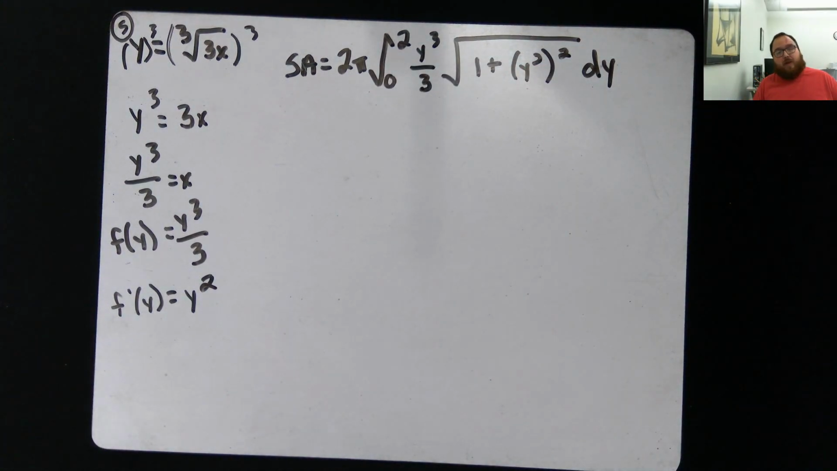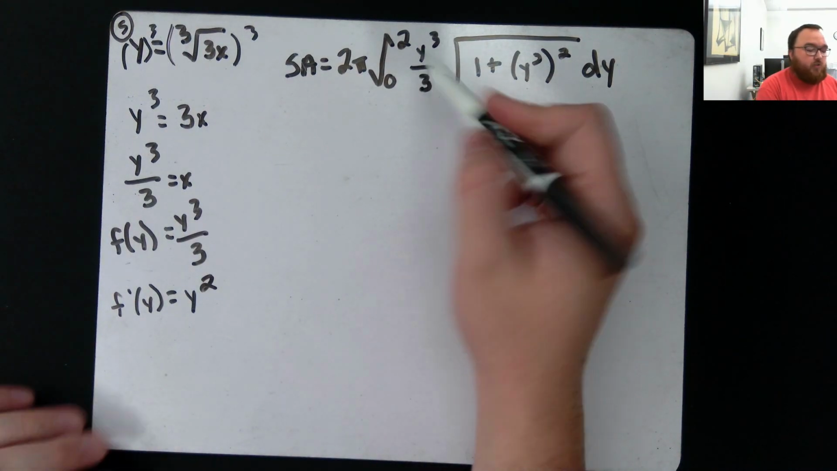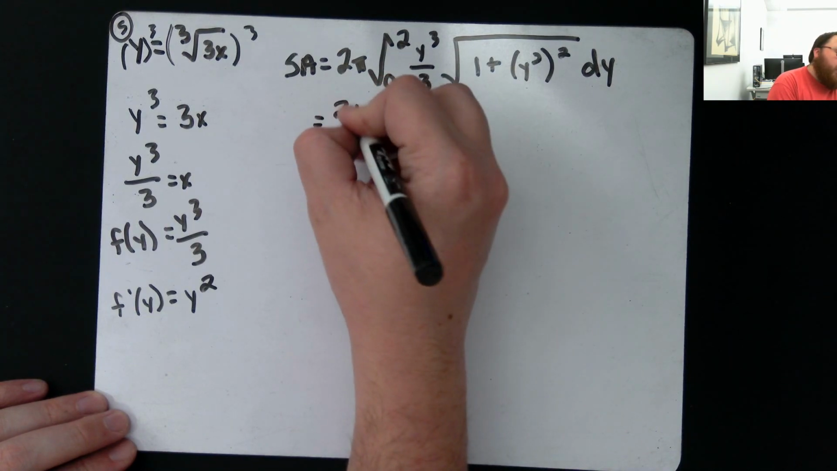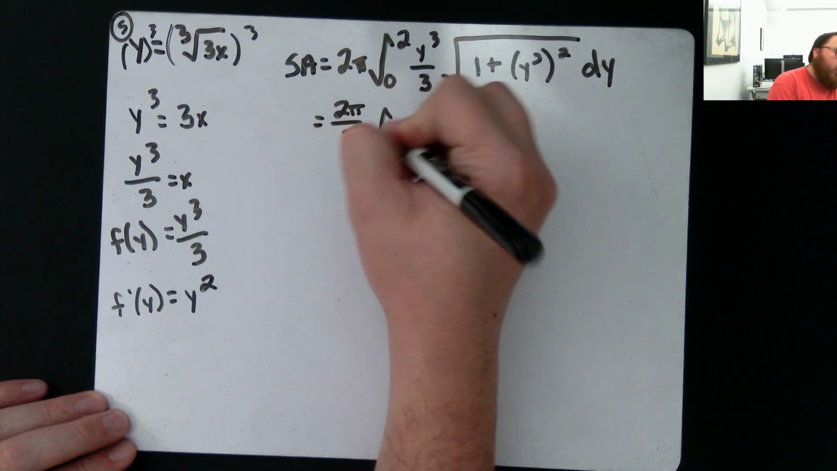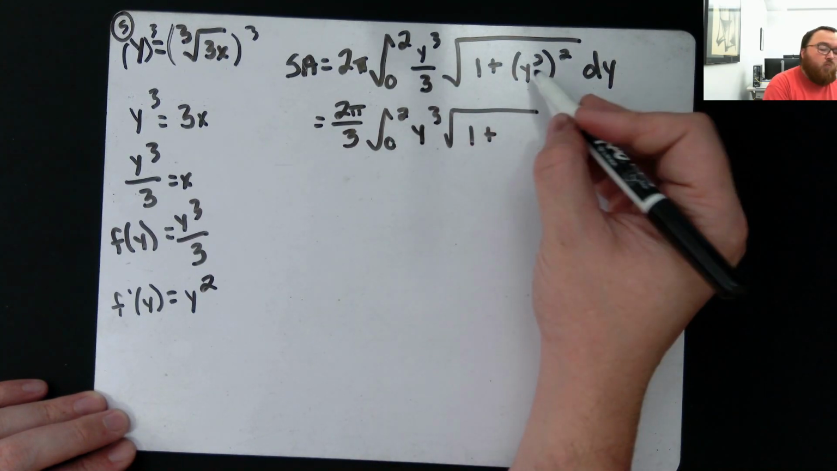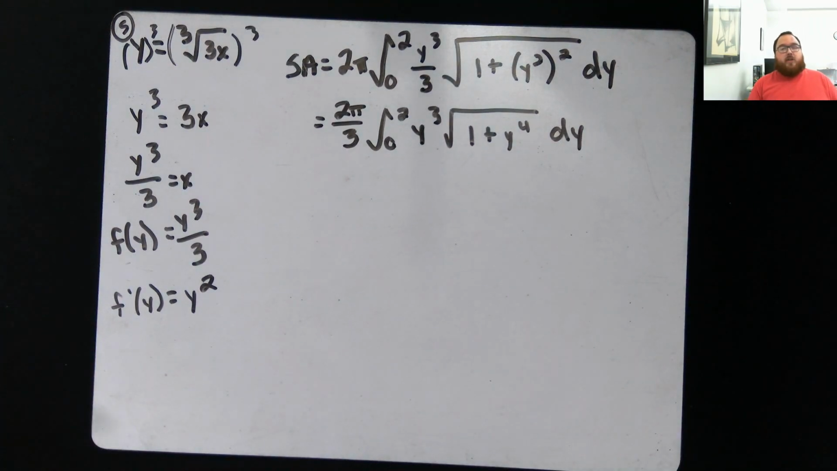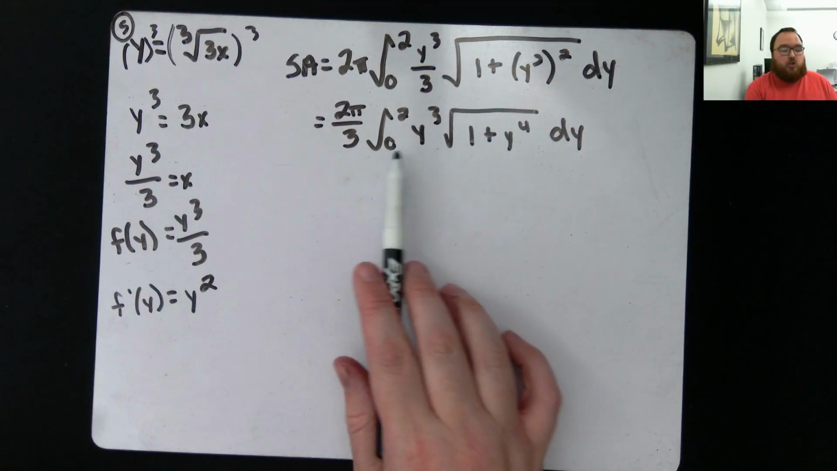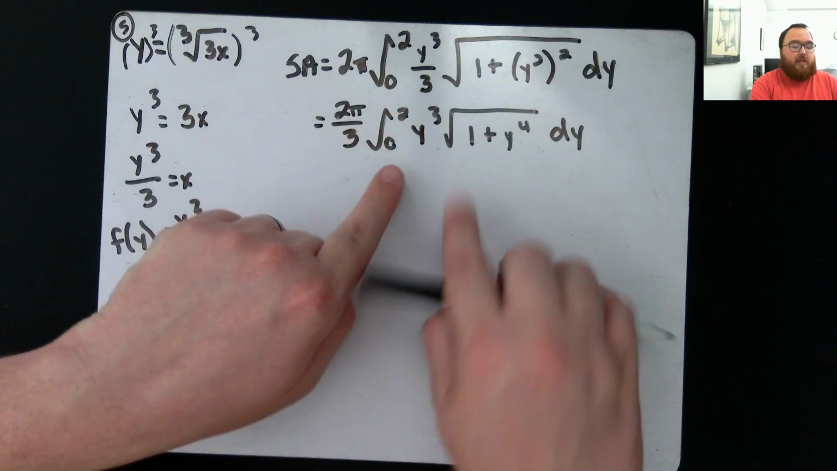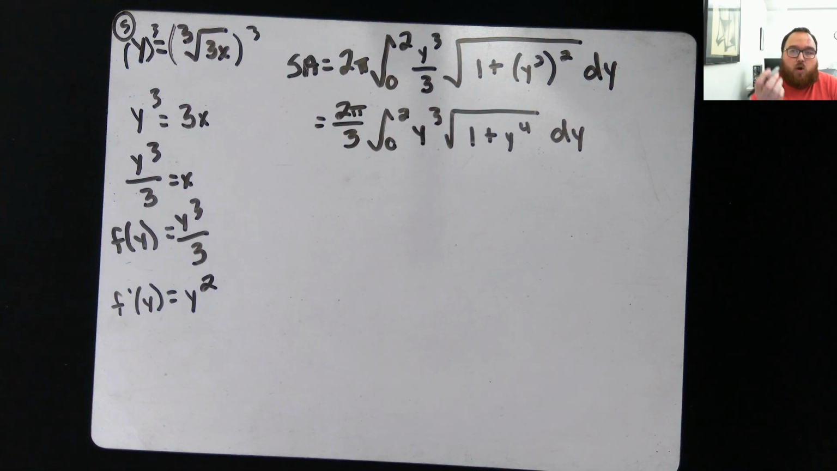Let's simplify this because it looks like a mess. Over 3 is a constant, so I can bring that out front. So 2 pi over 3, integral from 0 to 2, y cubed, square root of 1 plus y squared squared is y to the 4th. Now the difference here is on my last one, I had a square root right here, right? So I could make this one term. This doesn't have a square root, so that doesn't work.